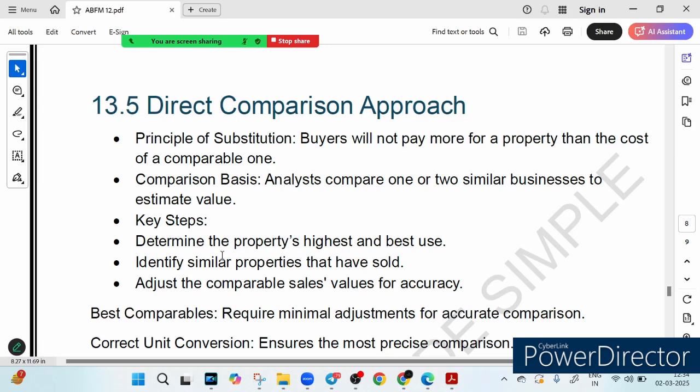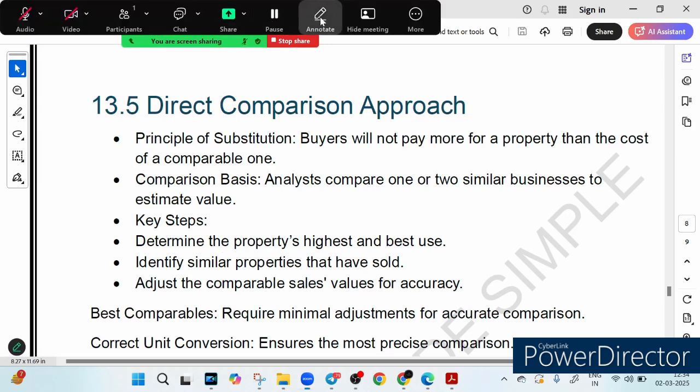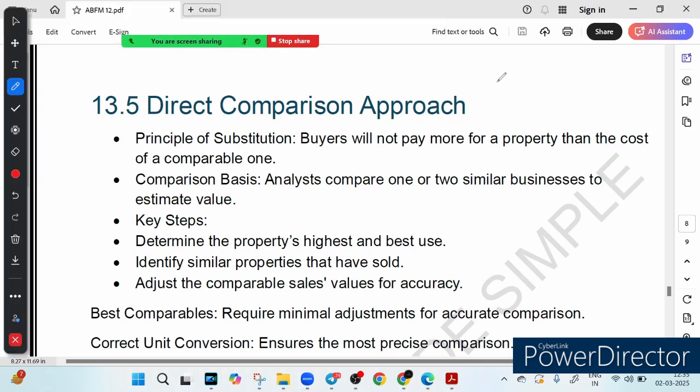So friends, imagine you are buying a smartphone, right? You find two models with the same features. One costs rupees 50,000, the other costs rupees 40,000. Of course, which one would you choose? The cheaper one, that is 40,000, right? This is exactly how the direct comparison approach works.